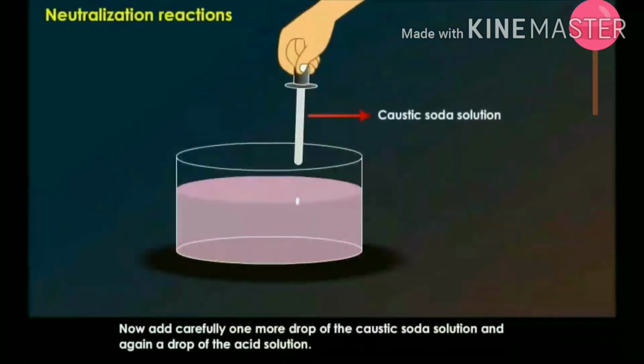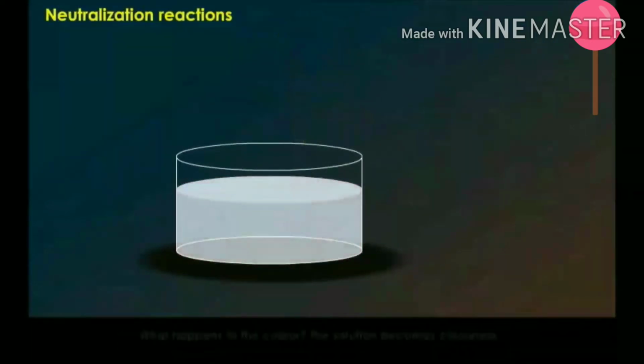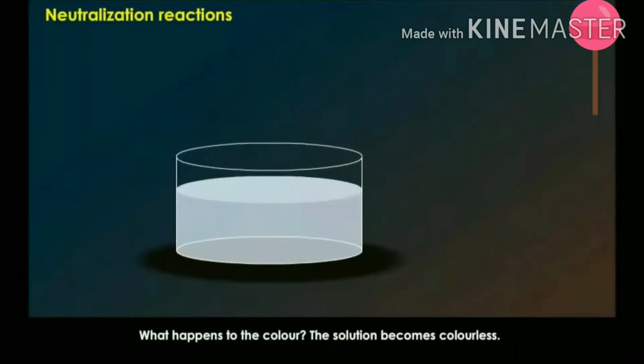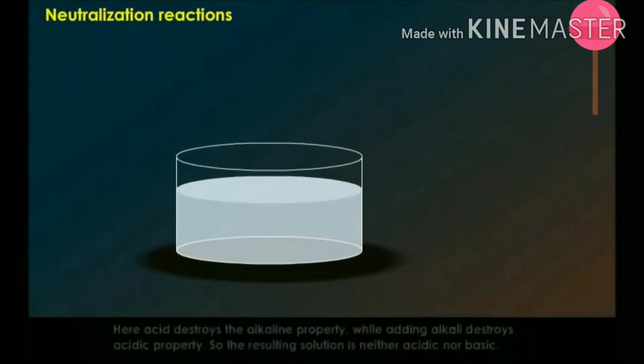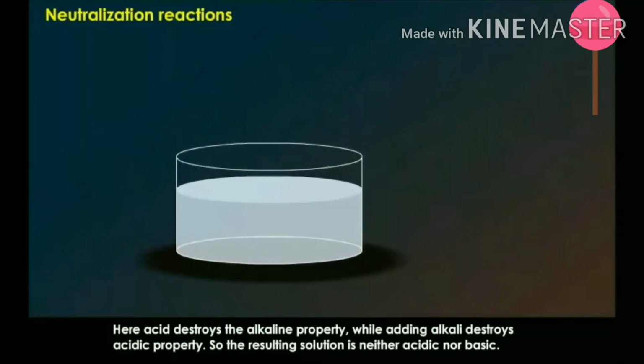The next, to that colorless solution we are adding caustic soda as well as a few drops of acid. So what will happen? It will become a fully colorless solution. So acid and base fully get neutralized.